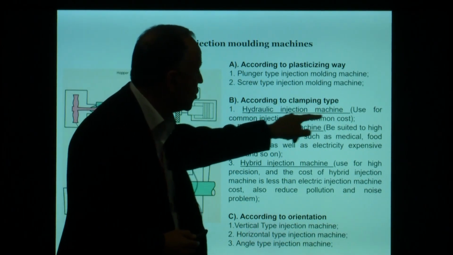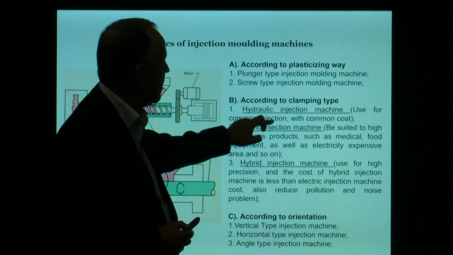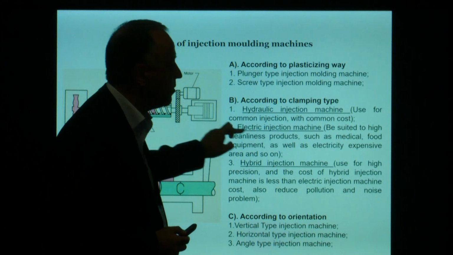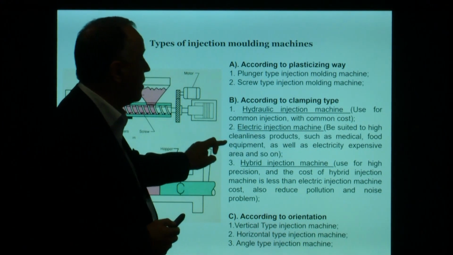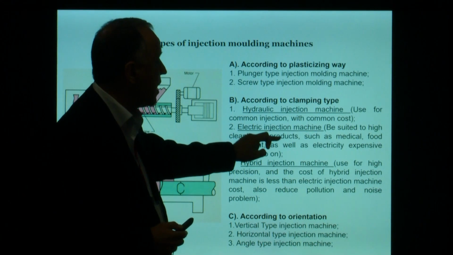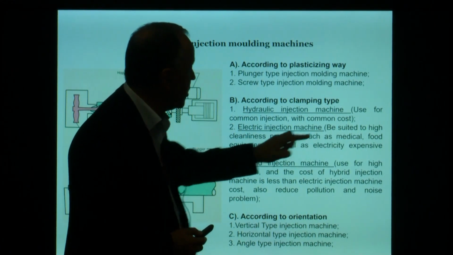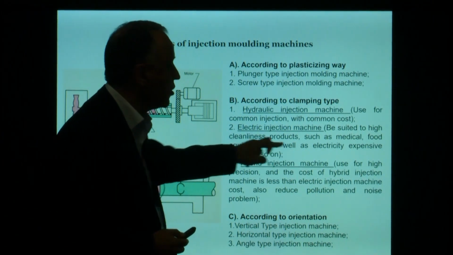According to the clamping type, the hydraulic injection machine, I put a little bit of information, is the common injection machine with common cost. The electric injection machine will be suited to high cleanliness products such as medical and food equipment, as well as areas where electricity is expensive, and so on. And the hybrid injection machine.